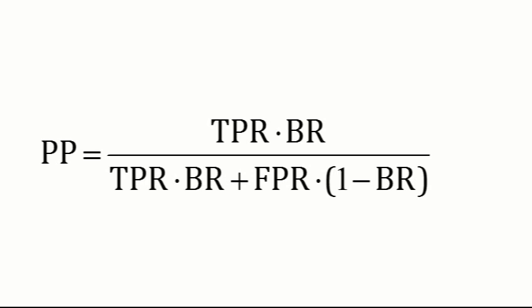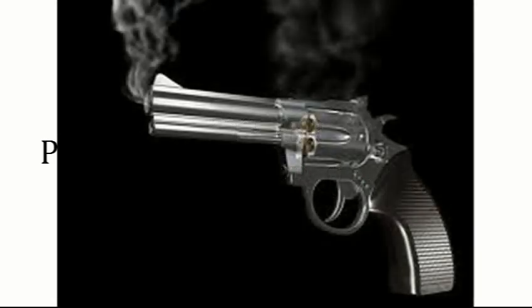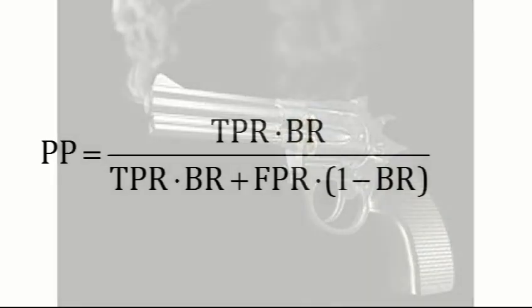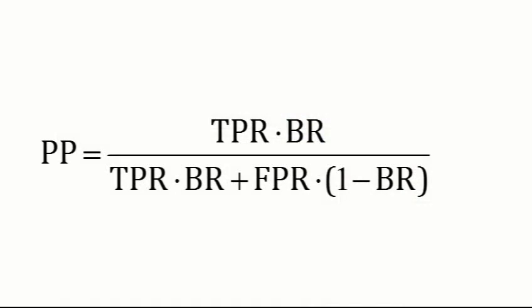For example, if the false positive rate is 0, PP, the posterior probability, is 1, irrespective of BR and TPR. You can see it here. We call this a smoking gun. If the suspect is found with a smoking gun in his hands, he is certainly guilty. There is no way that he could possibly be innocent. The evidence admits no false positives. A smoking gun is conclusive evidence of guilt.